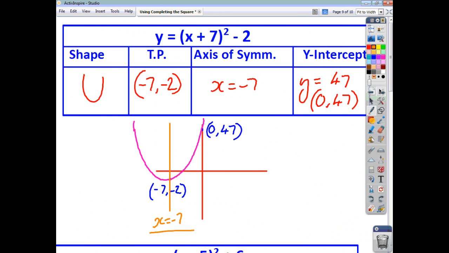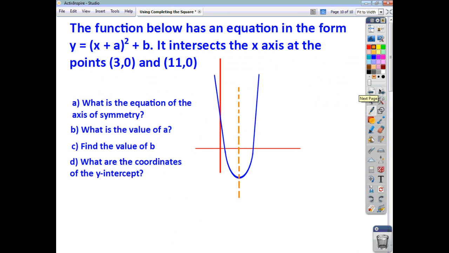Now there's one more question I want us to have a wee look at, and it's a wee bit different to what we've done. You're told that a function has an equation in the form where you've completed the square: y equals (x plus a) all squared plus b. You're told it intersects the x-axis at the points (3, 0) and (11, 0). So this here must be (3, 0), and this here must be (11, 0). What is the equation of the axis of symmetry, first of all?